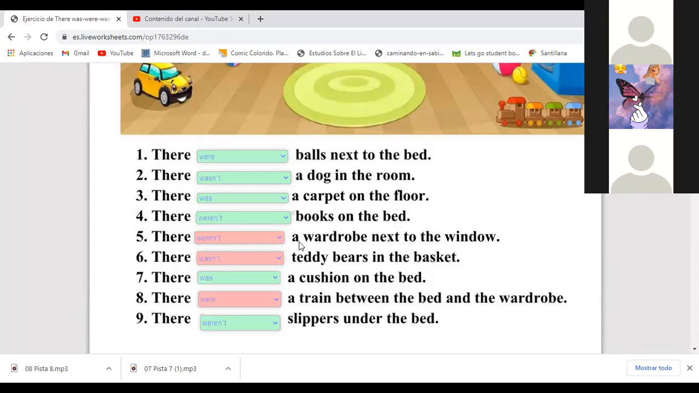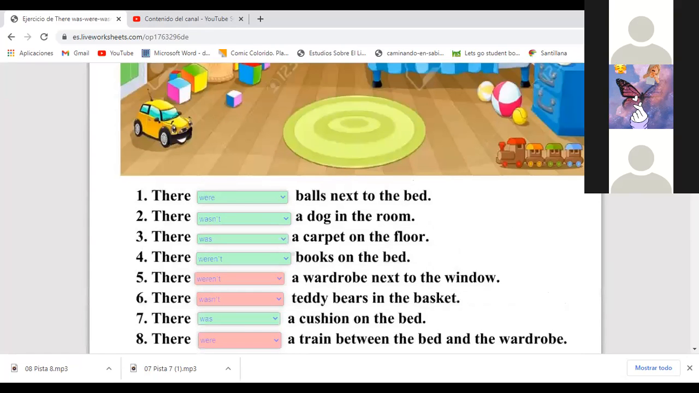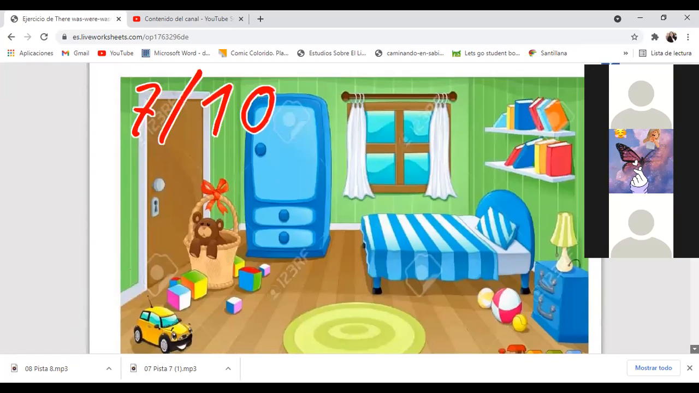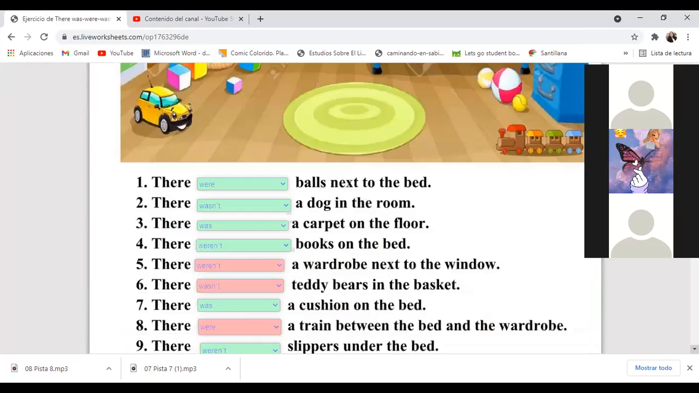Yes? Okay, there weren't a wardrobe next to the window. You say this one, okay? Sí tenemos un armario a la par de la ventana. Por lo tanto, esta respuesta era, there was, okay, a wardrobe, because we talk about only one, we say there was.